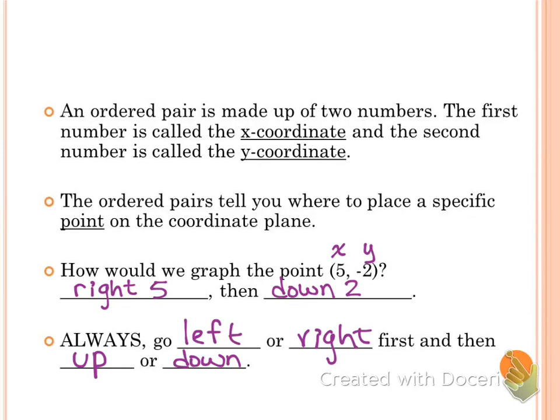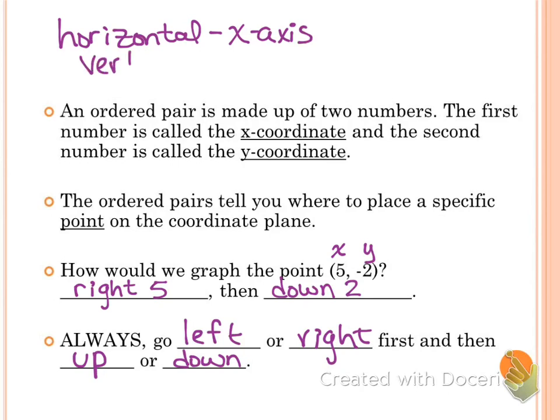Now above that, it asks about the axes, which we labeled on our coordinate plane already. Which axis went horizontally? Side to side, that was the x-axis. So horizontal was the x-axis. And which one went vertically? The y-axis.